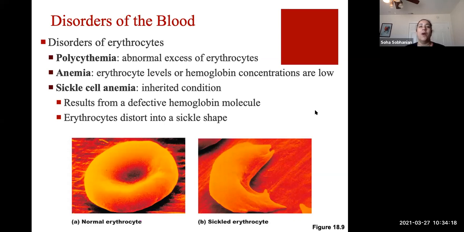Polycythemia implies that you have a significantly higher than normal or excessive number of erythrocytes. So these individuals basically have abnormally high levels of red blood cells, which makes their blood very thick. They make them more susceptible to blood clotting, heart attacks, stroke, etc.